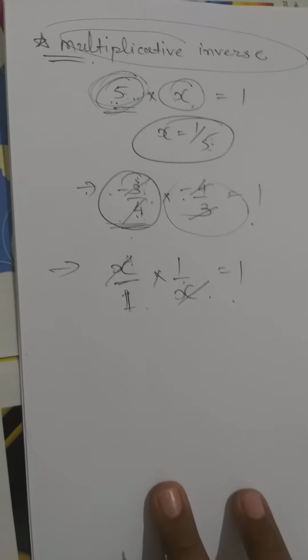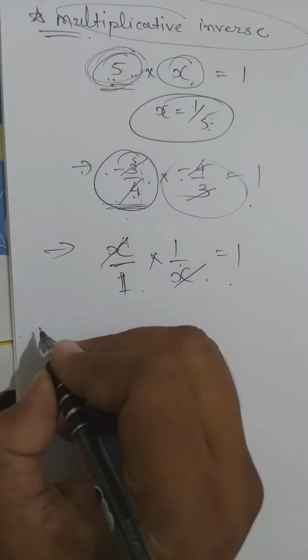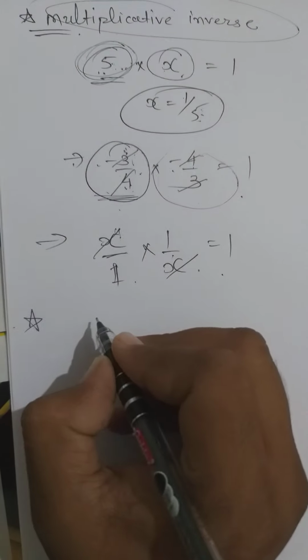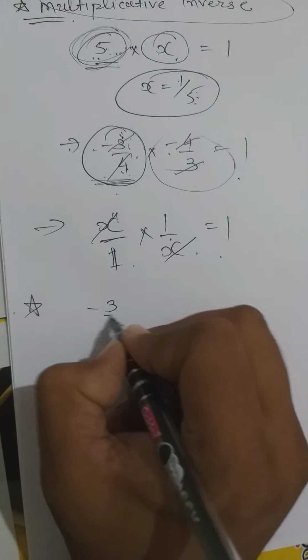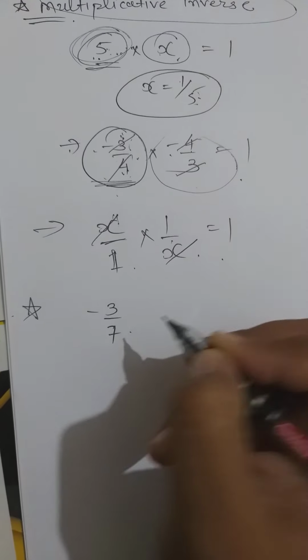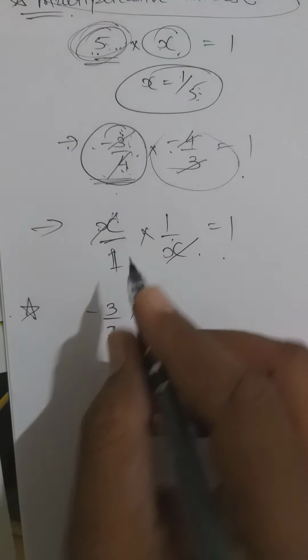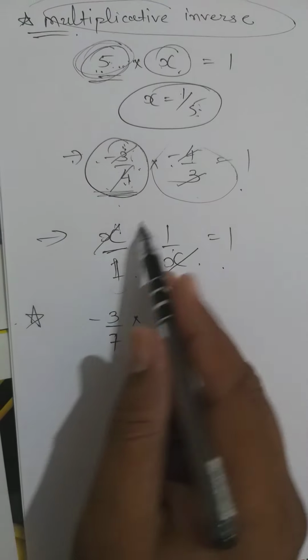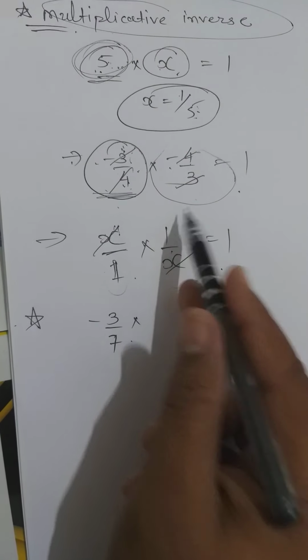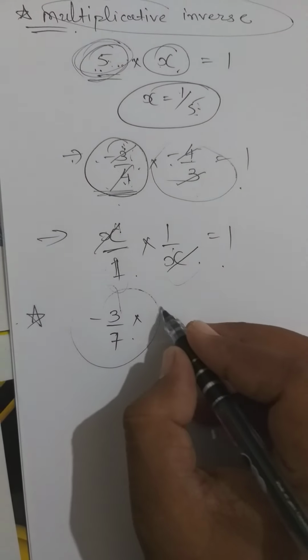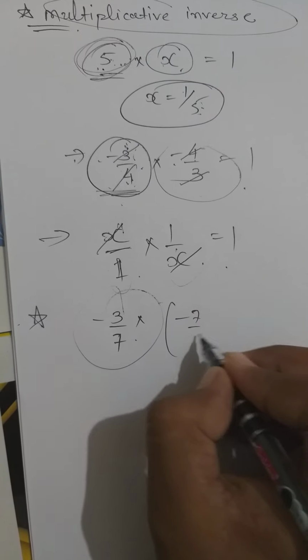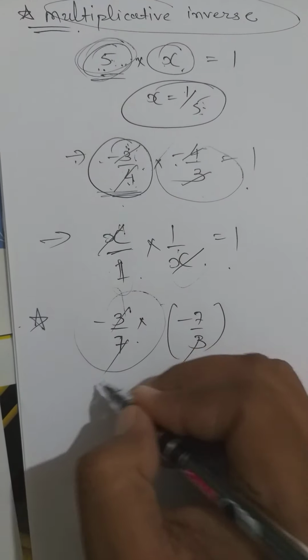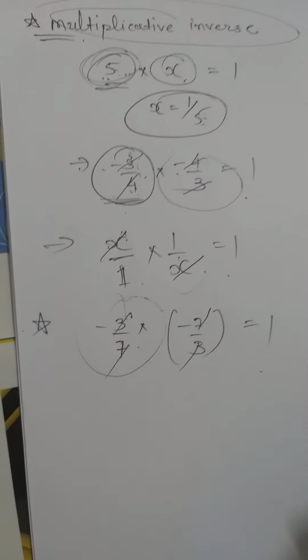Okay, going ahead. For example, I want to find the multiplicative inverse of minus 3 by 7. As I told you, the sign will be the same. If it is positive, then the second term will also be positive. Then it is minus 3 by 7, and the multiplicative inverse will be minus 7 by 3. And 3, 3 and 7, 7 cut, and the answer will be 1.